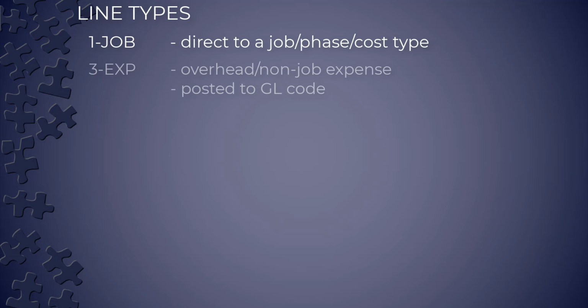Okay, before we get into editing of an invoice, I just want to quickly review line types. We have 5 line types that we will be using going forward. Line type 1, job, are costs that are going to be direct to a job, phase, and cost type. We have line type 3, expense. These are overhead or non-job related expenses, and they are posted to a GL code.